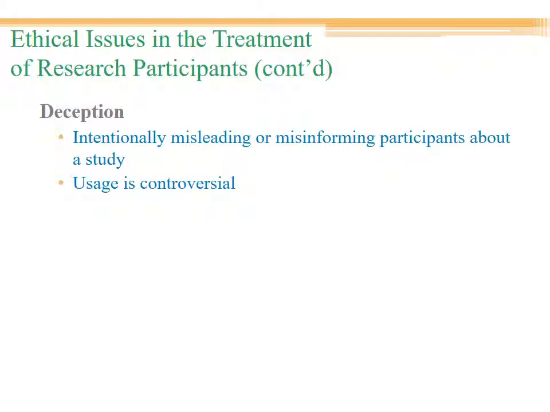So in Milgram's case, deception was necessary. However, in Humphrey's case, where he was conducting a study on male-to-male sexual encounters, he used deception, but it was for an unethical reason.